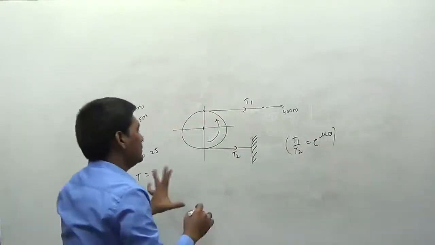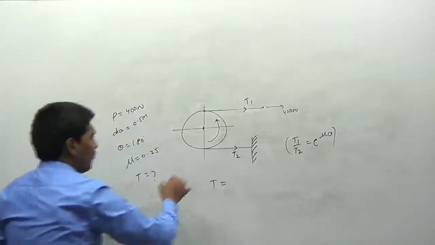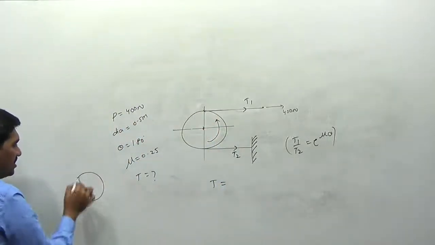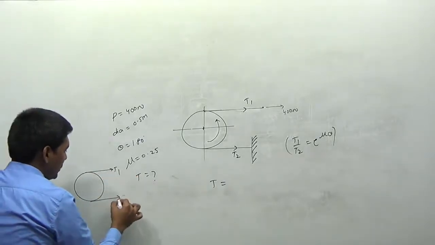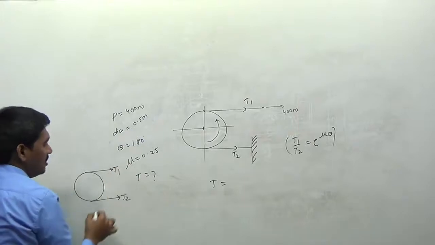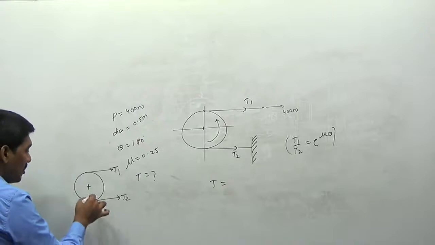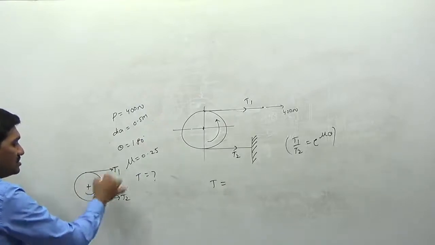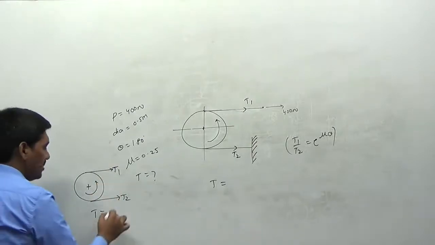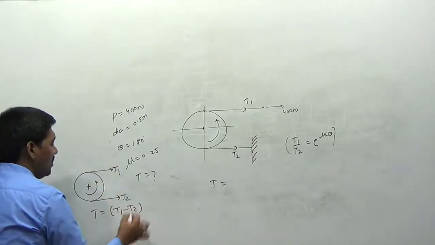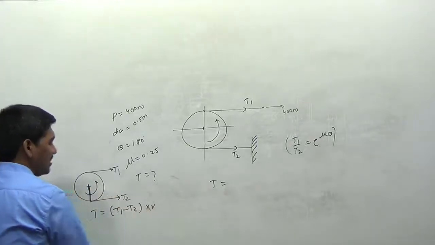The braking torque applied on the body: if you draw the free body diagram of this belt for this pulley, we have tension T1 and tension T2. What is the torque that we can generate by using these two tensions? Torque is equal to the net force acting on the body, that is T1 minus T2, multiplied by the radius of this wheel.